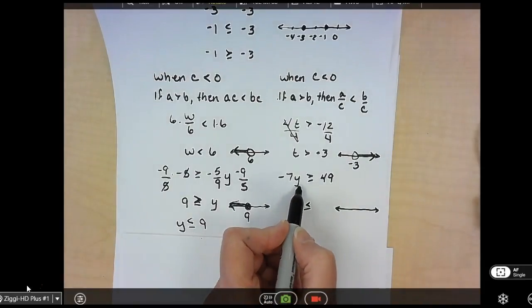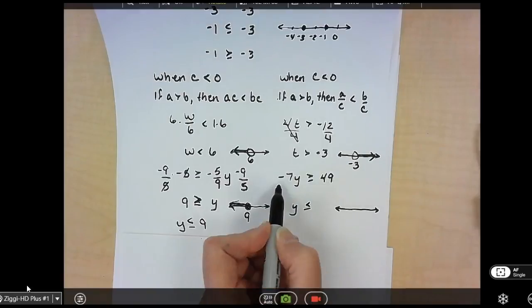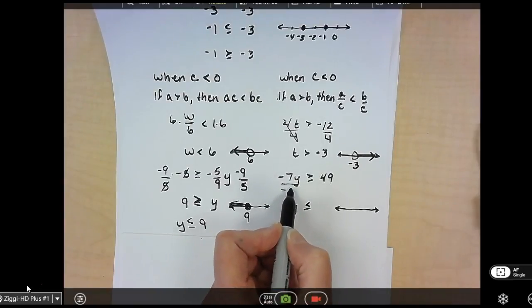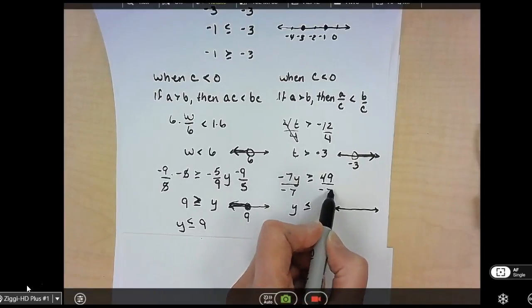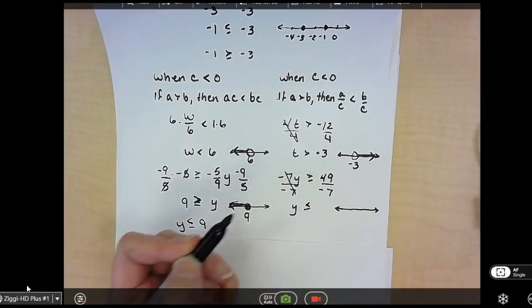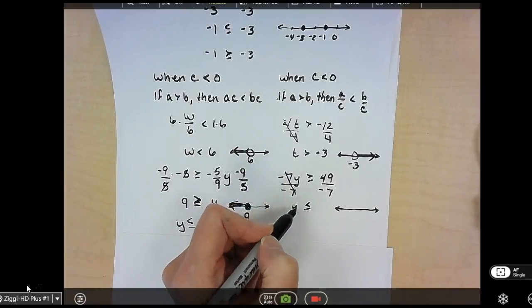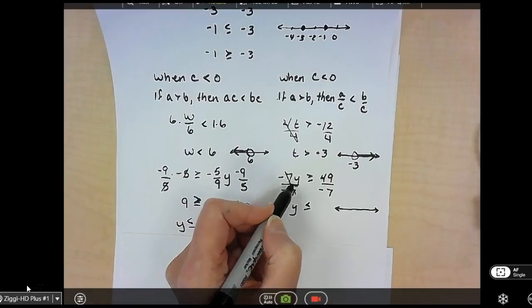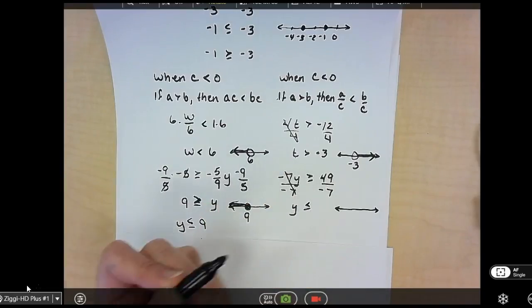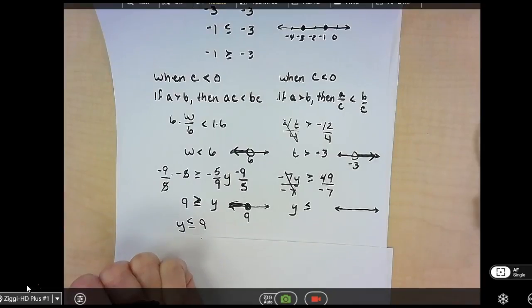Negative 7 times y is greater than or equal to 49. You're dividing both sides by negative 7. So when we do that, the 7's cancel, leave me with y. Immediately switch your symbol. That time I did. On the other one, I didn't.